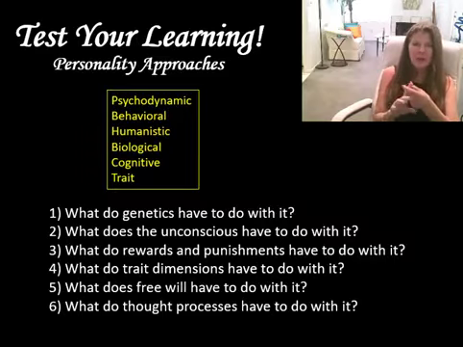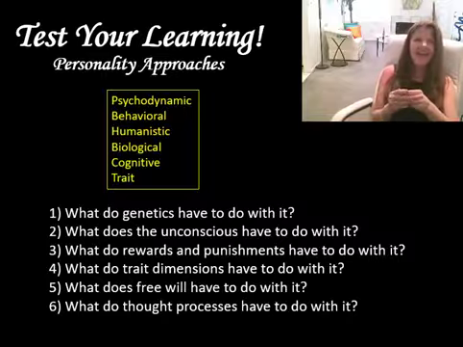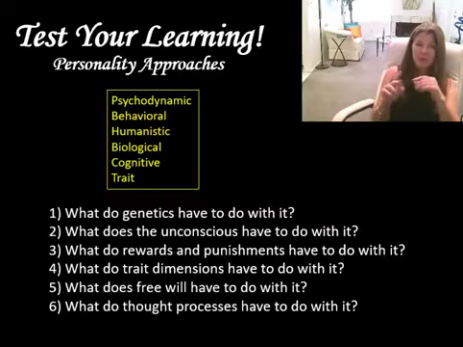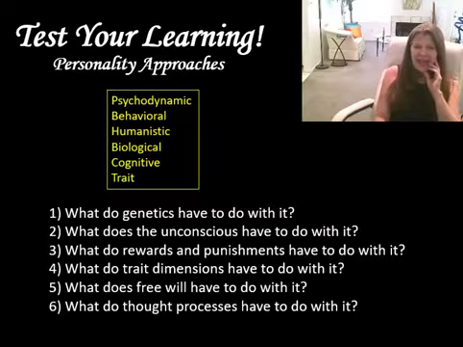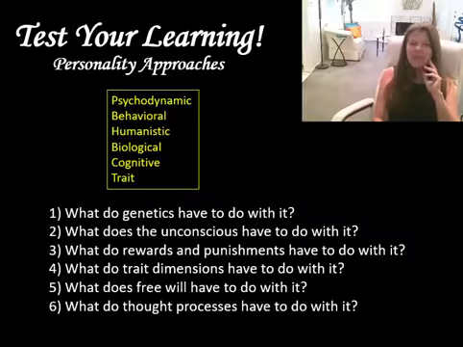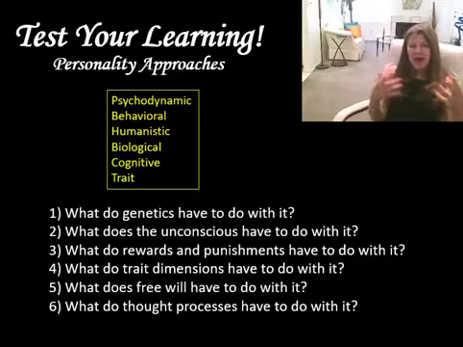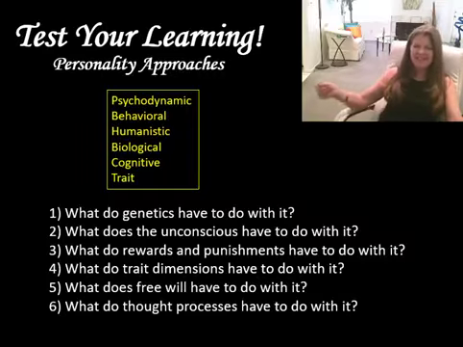A good way to remember biological psychology are 2 keywords, genetics and physiology, okay? Number 2 is psychodynamic. Best way to remember that is unconscious influences. Number 3 is behavioral, and the best way to remember that is rewards and punishment. Number 4 would be trait dimensions. And I can't think of a better 2 words than trait dimensions itself.